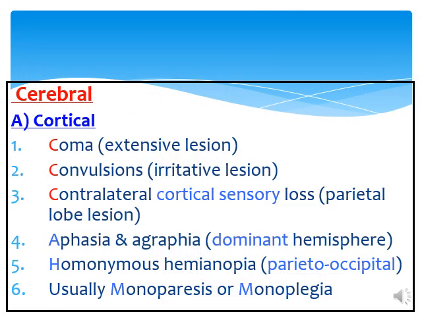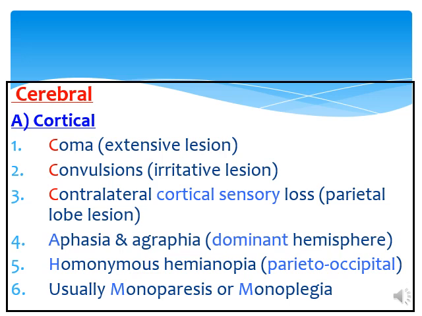Now we will start with the cerebral hemiplegia or cerebral stroke. Cortical, from the cortex itself: 3 C's and AHM. The 3 C's are coma, convulsions, and contralateral cortical sensory loss. Coma if the lesion is extensive, because a small lesion cannot give coma, but it should be very large, and a massive infarction suddenly happens to lead to coma. Convulsions if the lesion is irritative in the cortex.